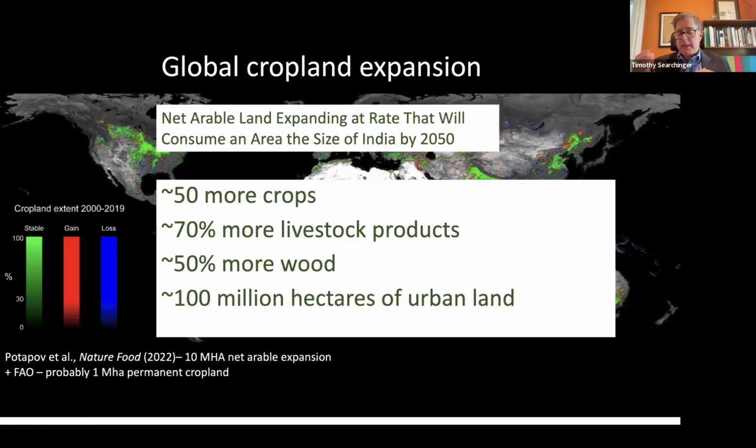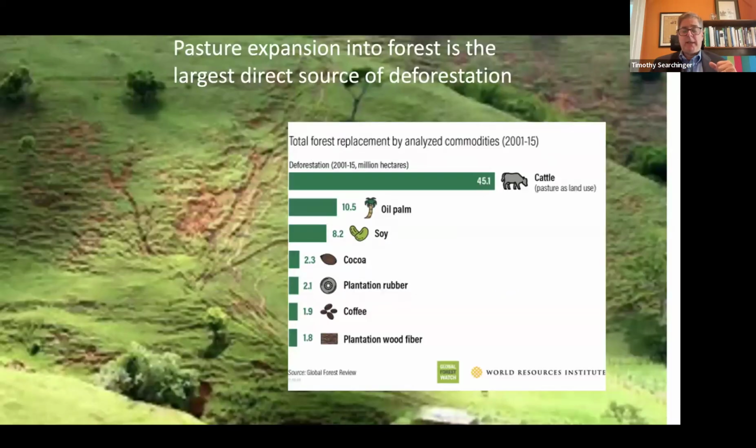increasing wealth. Typical estimates over a 40-year period are something like 50% more crops. You can see the amount of livestock products, also more wood, and even more urban land. So we have a global land squeeze, is the way we've phrased it.